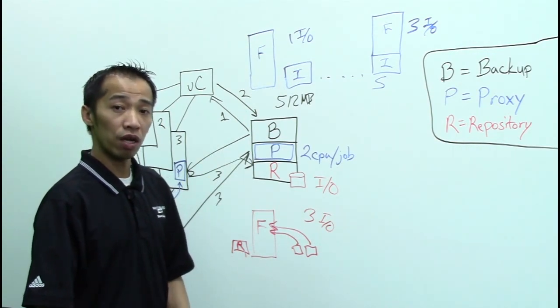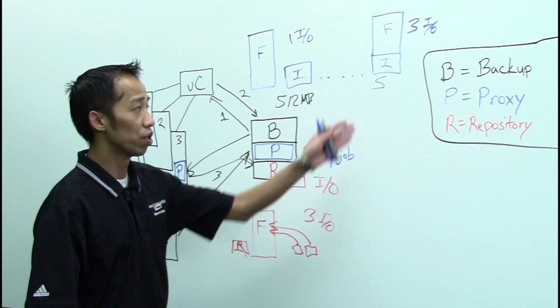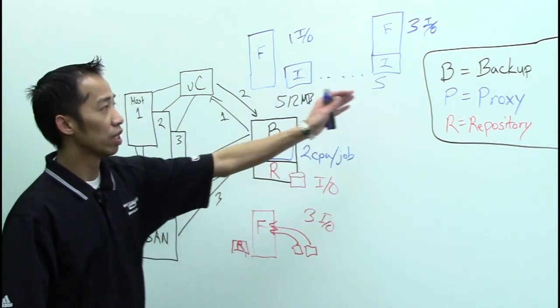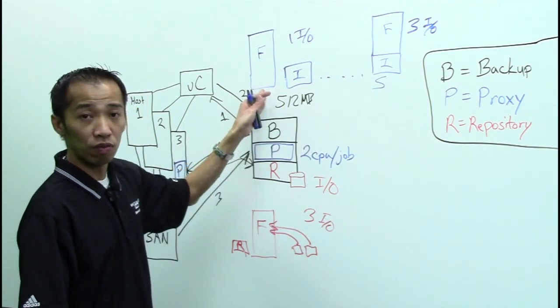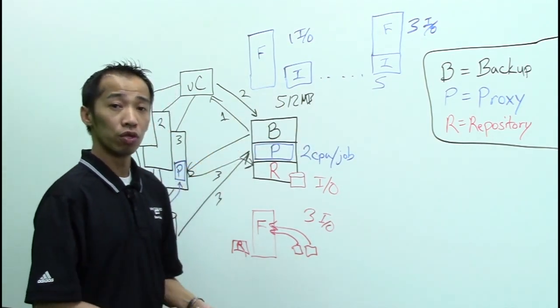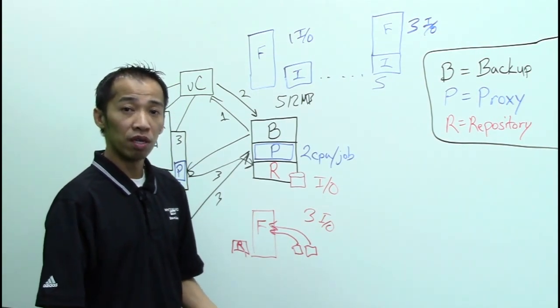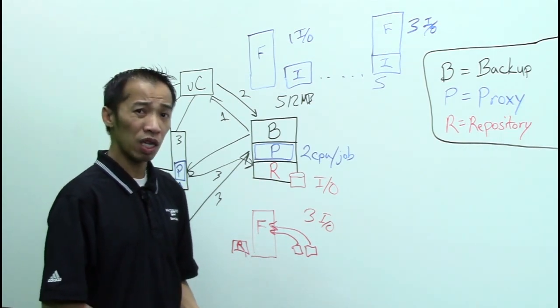Now with the forward incremental, it's 1 I/O during the week. So the jobs perform really fast, and only on one day of the week do I do that synthetic full. But you notice I have a synthetic full, and I still have my previous full. So now I have multiple fulls on disk at any given time. So it does take up more storage space, but it's going to be faster during the week.